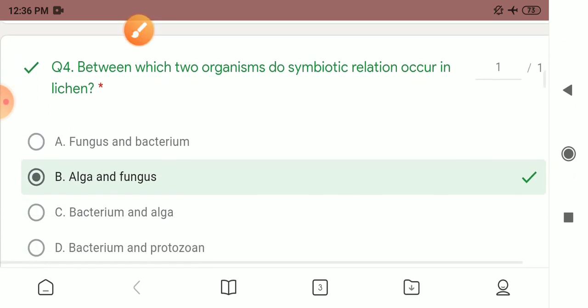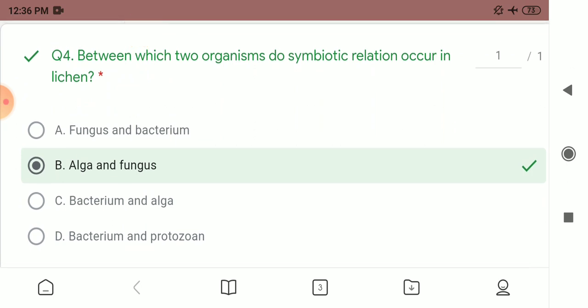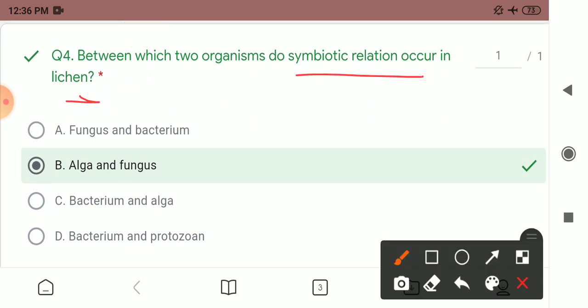Next is fourth number. Between which two organisms do symbiotic relation occur in lichen? The options are fungus and bacterium. Option B is alga and fungus. Option C is bacterium and alga. And option D is bacterium and protozoa. Symbiotic relation, that means in these two organisms are related or they share the bond, and in which they are sharing one or other things, in return they will get the another thing.